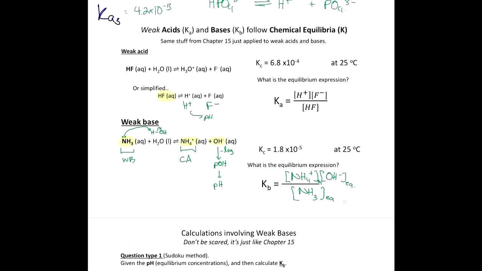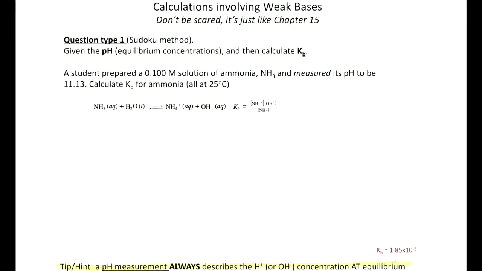Okay, so let's do some calculations. Don't be scared, it's just like chapter 15 and those acid examples we just did, except we're using a Kb expression because ammonia is a base. The giveaway that ammonia is a base is, one, I tell you that the pH is basic, and I'm asking you to calculate the Kb of ammonia.